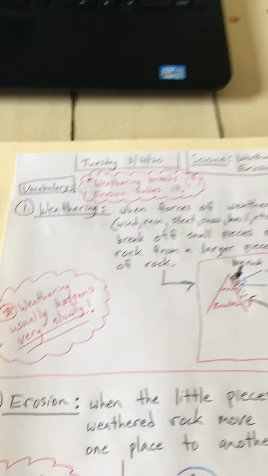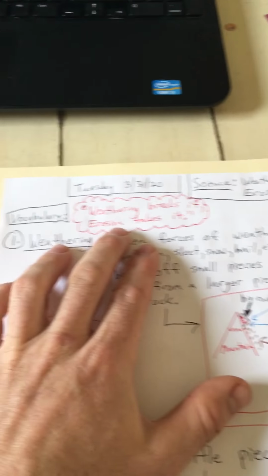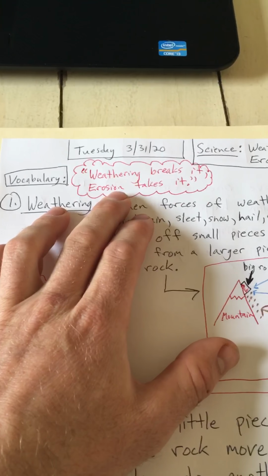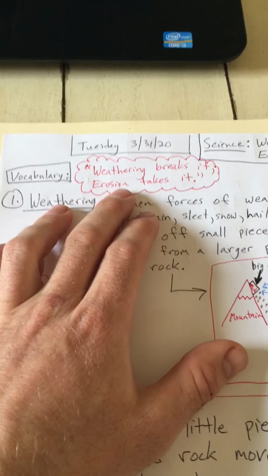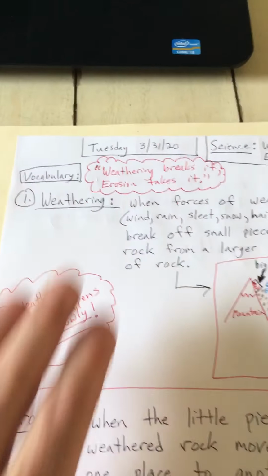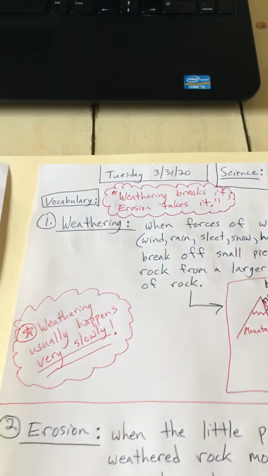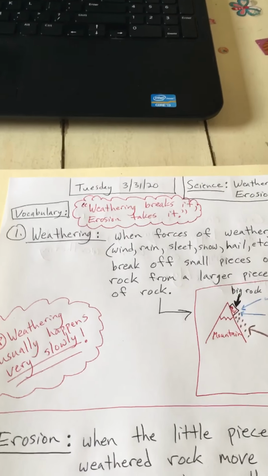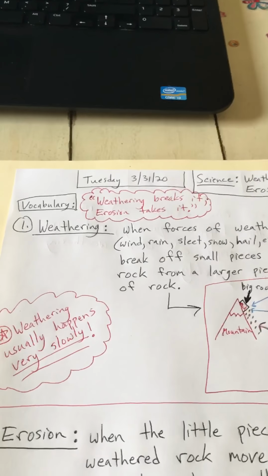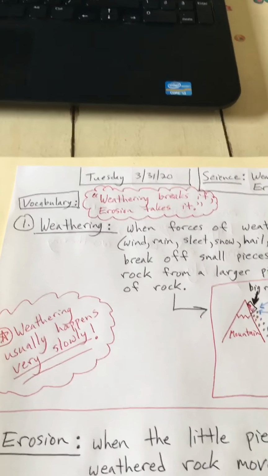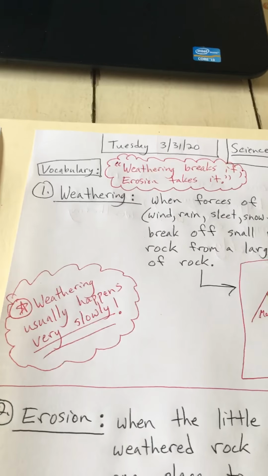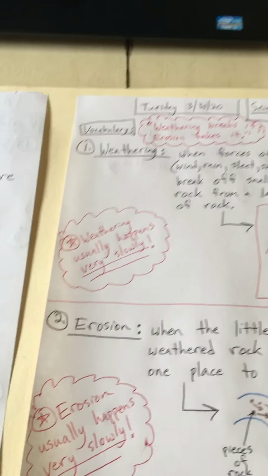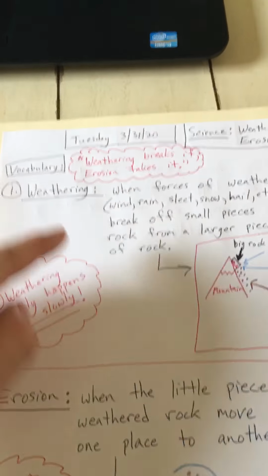Here's some vocabulary you're going to need, but I want to think about this saying here first. It says, weathering breaks it, erosion takes it. So we're going to talk about these two words, weathering and erosion. But that's a good little saying that I used to use when I was in 5th grade to remind myself of the difference between weathering and erosion. Weathering breaks it, erosion takes it. Okay, so weathering, let's start with number one, vocabulary.